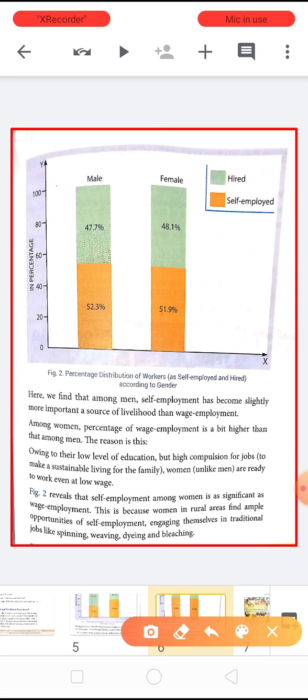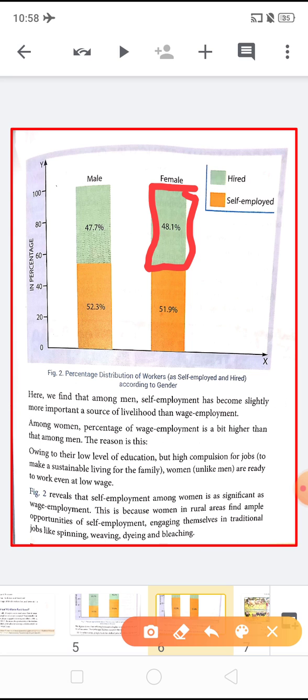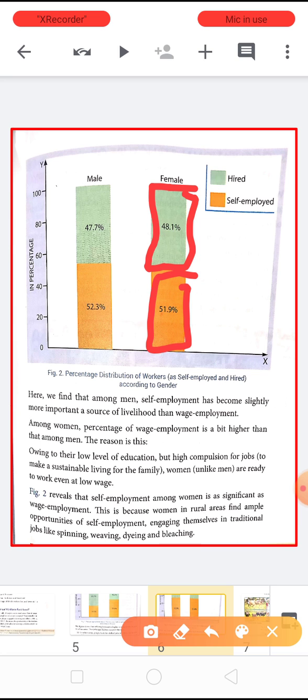Now, as per the gender, we are calculating the total workforce of workers as self-employed and hired in the rural as well as in the urban areas. Children, in the rural areas, first we'll see the female. 48.1% of the female workers are the hired workers in the rural areas, whereas 51.9% are self-employed. So this percentage is more than this one.